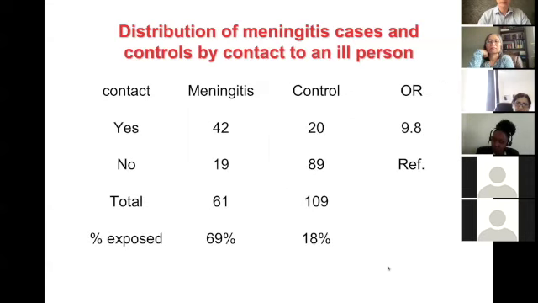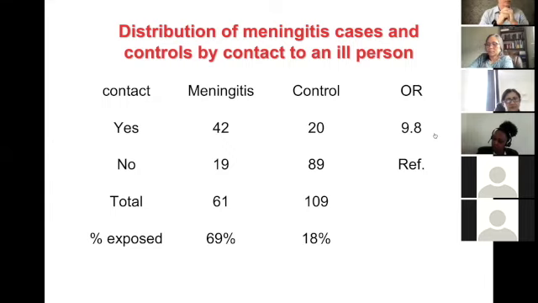Let's have a look at an example. Here is our meningitis case again, with contact to an ill person. If we calculate now the odds ratio, we do 42 times 89 divided by 20 times 19. And magically, you will get the odds ratio of 9.8, sorry, my cursor was in the way, 9.8. So a very simple way, AD over BC. That's a way how to calculate an odds ratio.